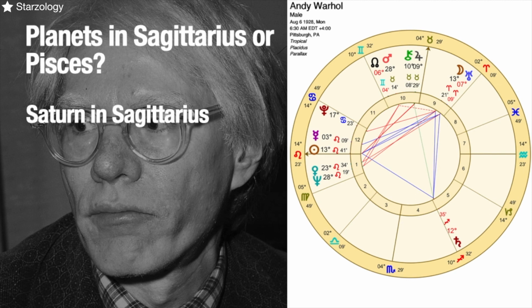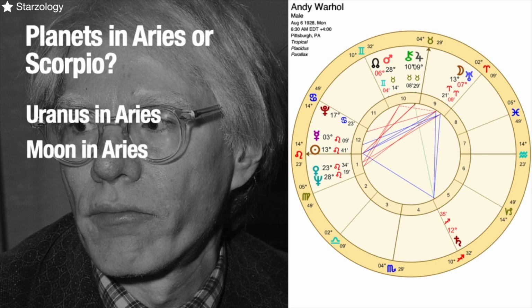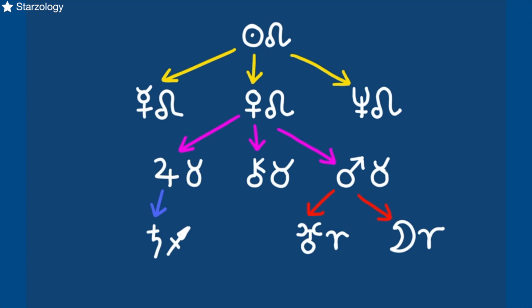Then we are looking further down, we say, well, are there any planets in Sagittarius or Pisces? Yes, Saturn is in Sagittarius. Do we have any planets in Aries or Scorpio? Yes, Uranus is in Aries, and the Moon is in Aries. So we can draw those down on the 4th line of this dispositor tree. So Saturn is in Sagittarius, so it goes below Jupiter because Jupiter rules Sagittarius. Uranus and Moon are in Aries, and they go below Mars because Mars rules Aries.